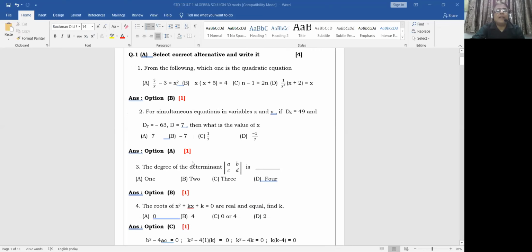Next one, degree of the determinant. Now we have 2 rows and 2 columns. So the degree is 2. Option B, degree is 2.